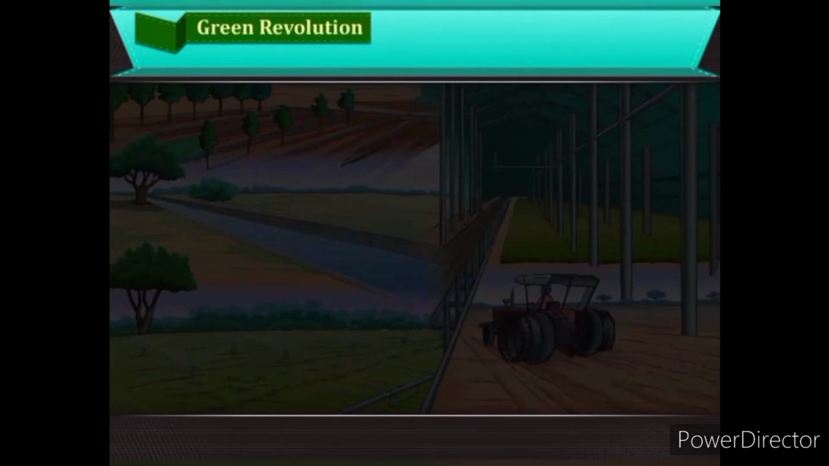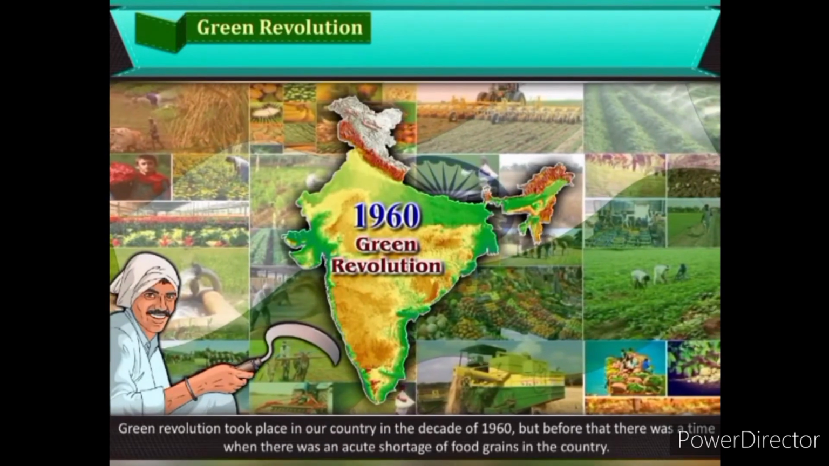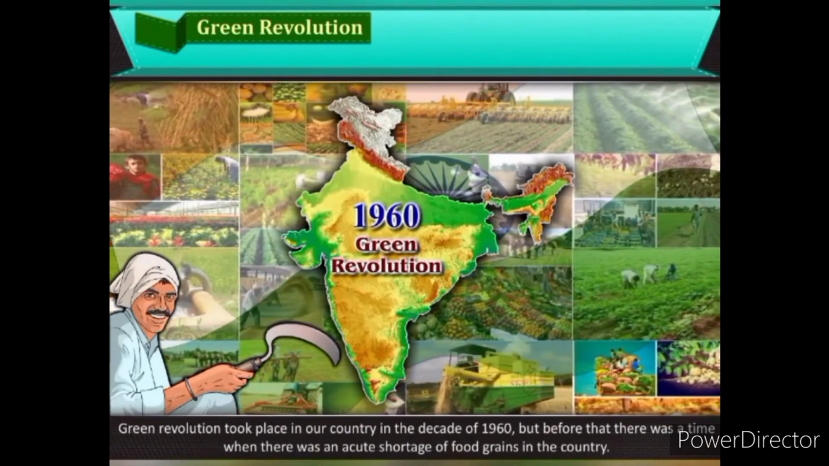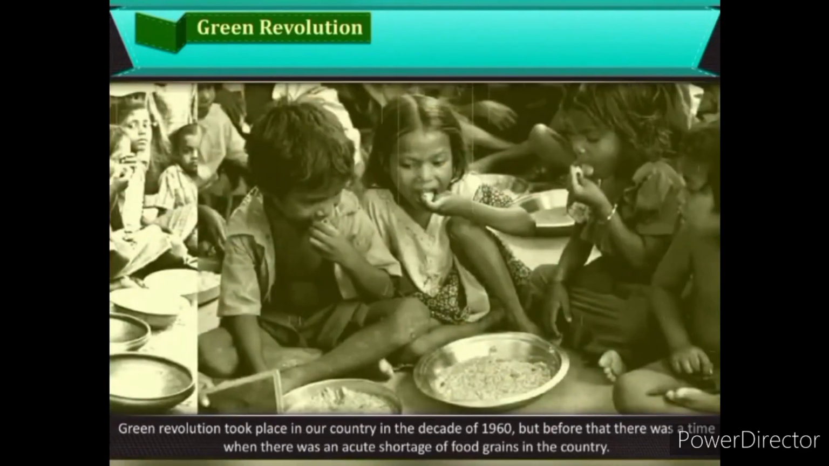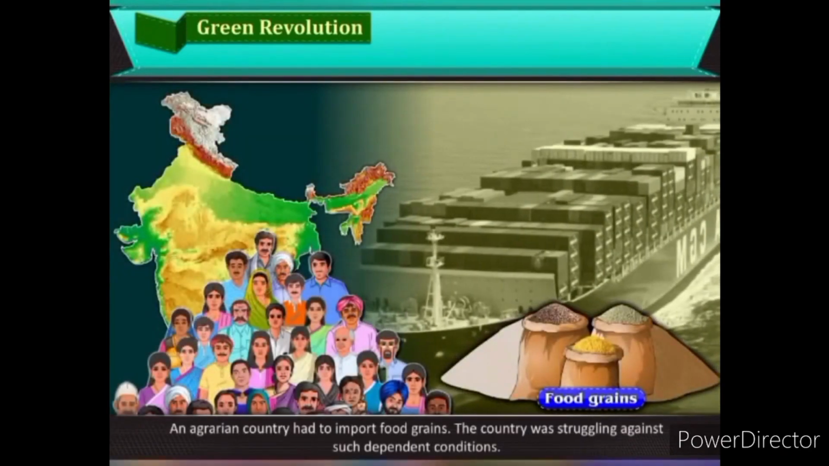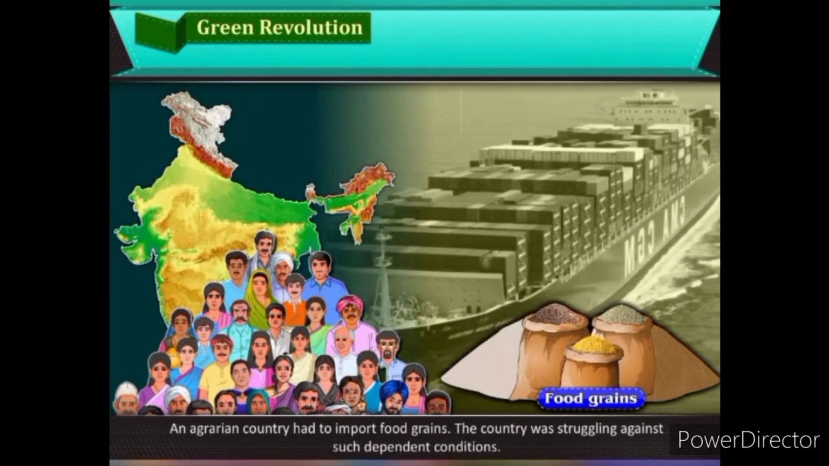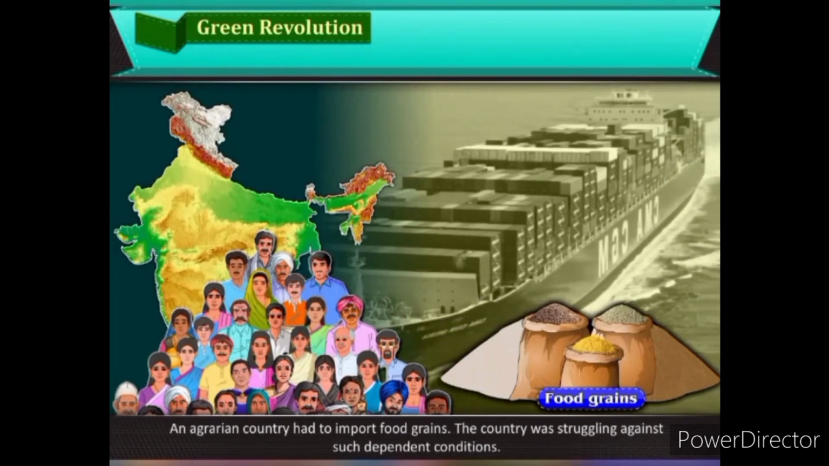Green Revolution. The Green Revolution took place in our country in the decade of 1960, but before that, there was a time when there was an acute shortage of food grains in the country. An agrarian country had to import food grains. The country was struggling against such dependent conditions.